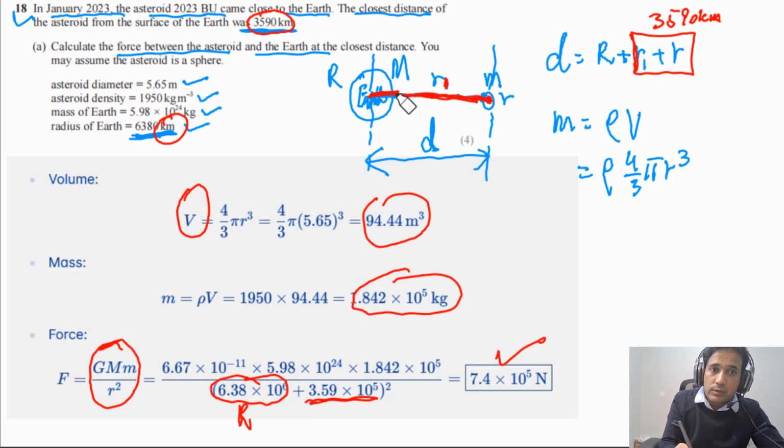So the distance of closest approach, or the closest distance, is from the surface of Earth to the center of this one. They can also give you the distance from the surface of the asteroid to the surface of Earth. Then you have to take the radius of the asteroid as well. But in this case, the radius is very small, so that can be negligible.